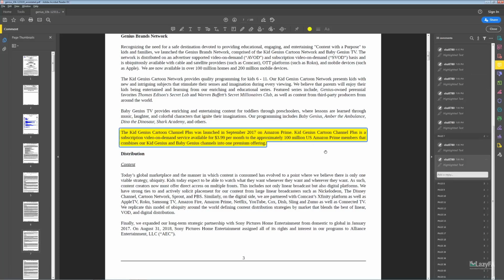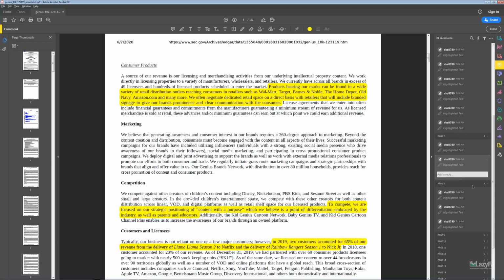This is on page 7. All right, so let's go to the next one. So page 8.